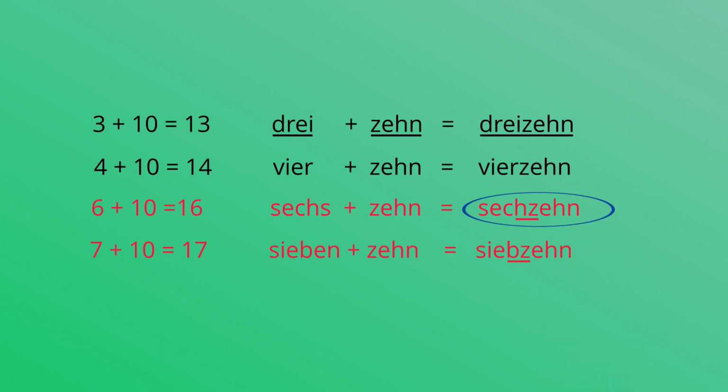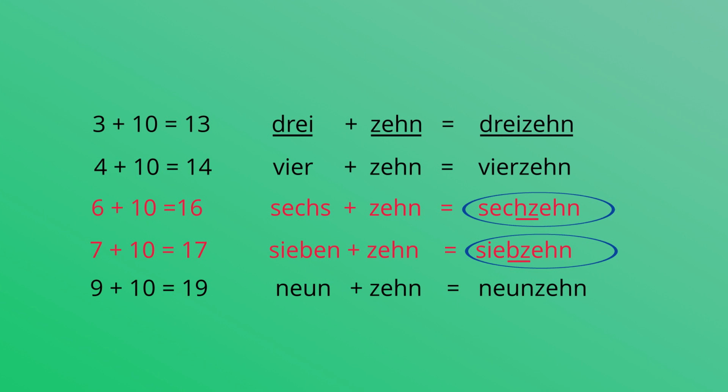Similarly, 17. 17 is 7 plus 10. 7 is sieben, 10 is zehn. So sieben plus zehn: instead of siebenzehn, it is siebzehn. We will see one more example. 9 plus 10 is 19. 9 is neun, 10 is zehn. Neun plus zehn, neunzehn.